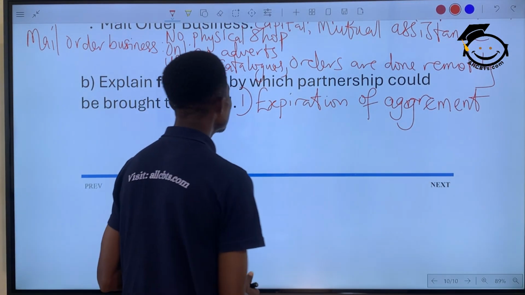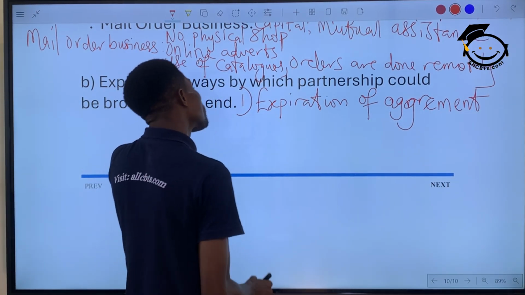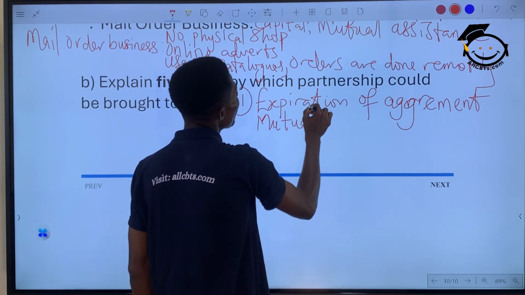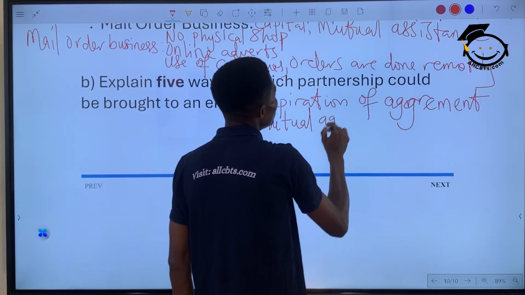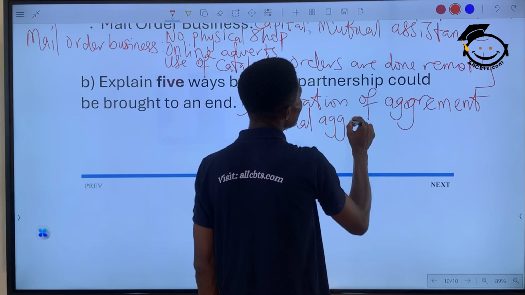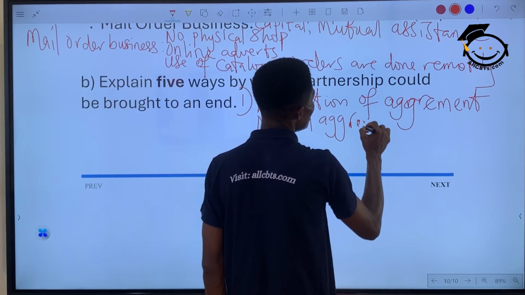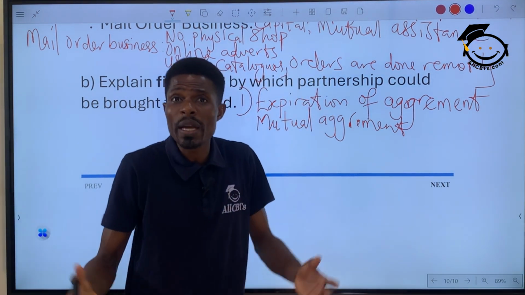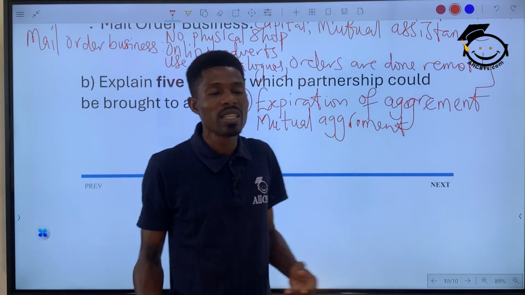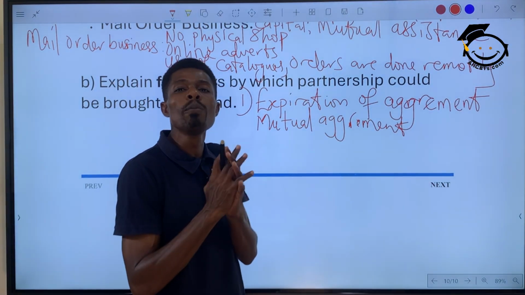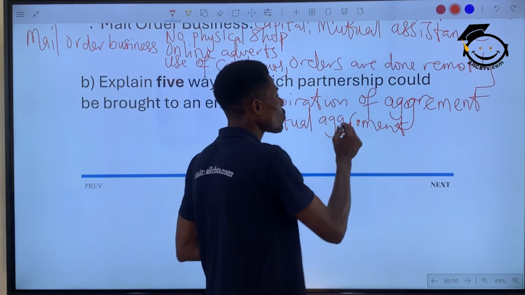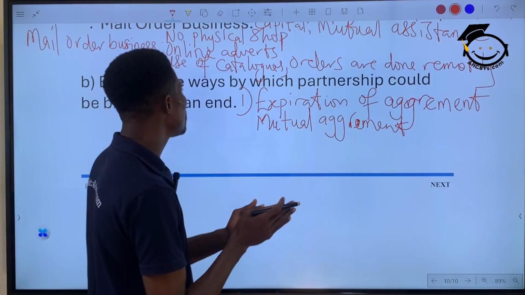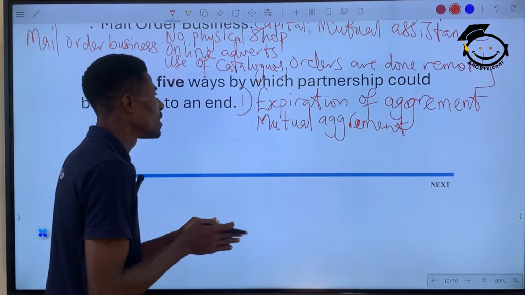All right. The second thing is what we call mutual agreements. The partners can decide that they don't want to continue the business, maybe because they are not making profits. If they are not seeing profits from the business, they can mutually agree to bring the business to an end. So mutual agreement between partners can cause a partnership business to come to an end.